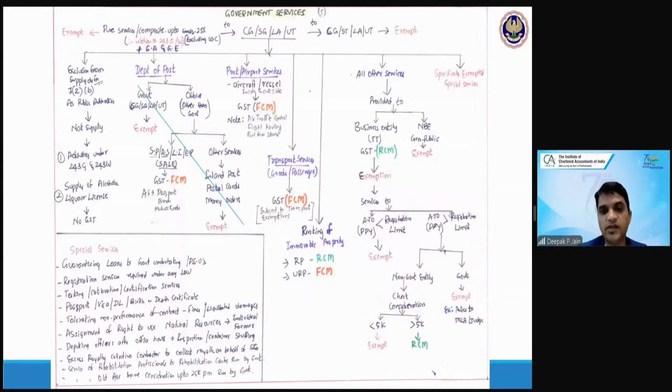So government services, more of this exemptions you have to understand, because there are a lot of exemptions. And services when they're providing, most of them are under forward charge, except renting of immovable property. When it is to a registered person, it is RCM. Otherwise, in most of the cases it is forward charge itself.